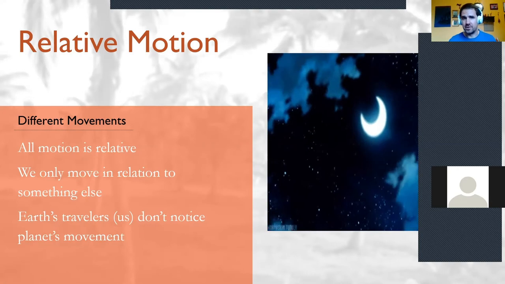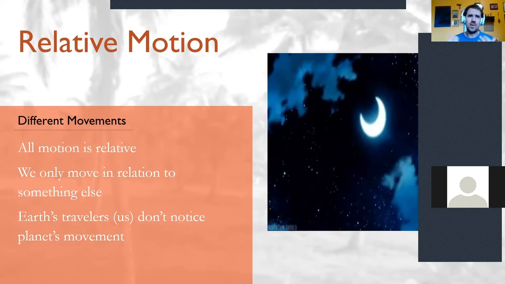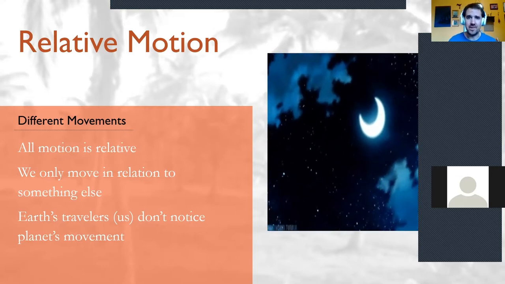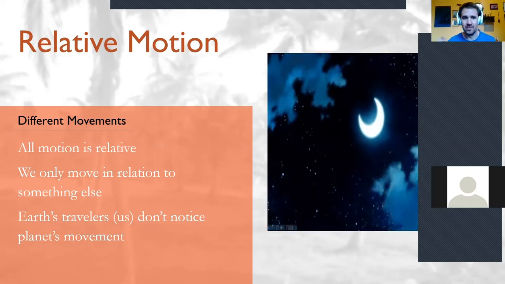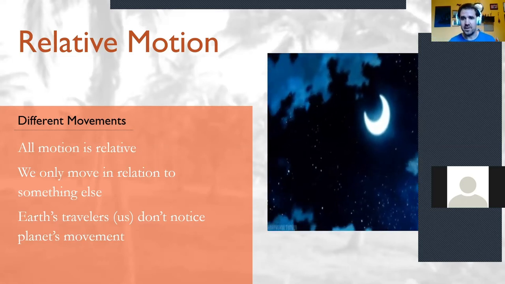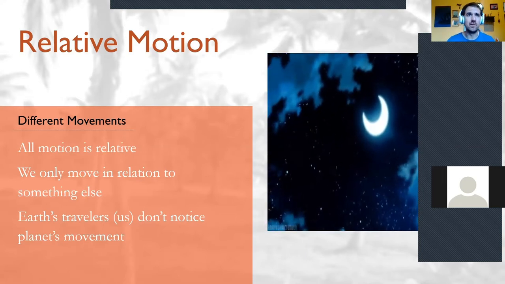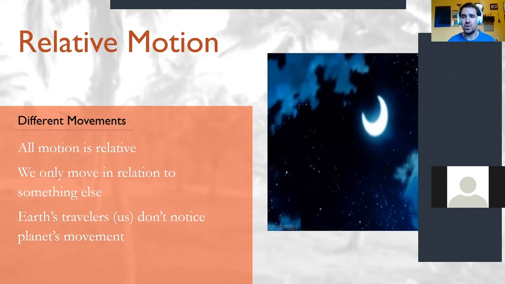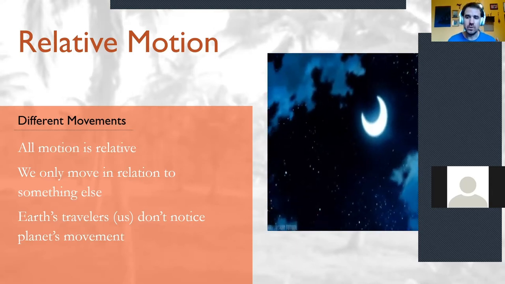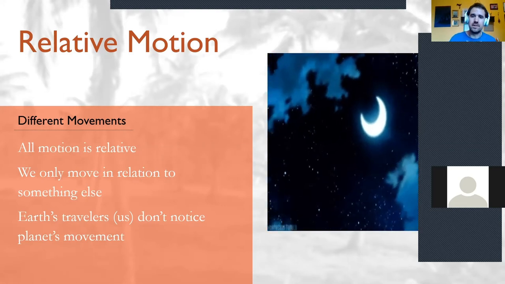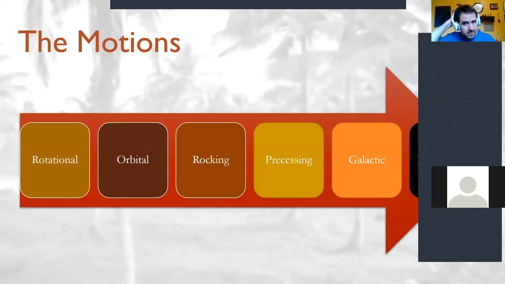And in physics and astronomy, anytime we're actually talking about something's velocity or motion, this is what we always have to ask: what is it moving in relation to? And us here on planet Earth, well, there's a lot of motions that are happening right now. However, because we're traveling with this giant rock spaceship called Earth, we don't tend to notice them. So, what exactly are these motions? There's six of them that I want to discuss today, because those are the ones that really jumped out at me as being the most important.